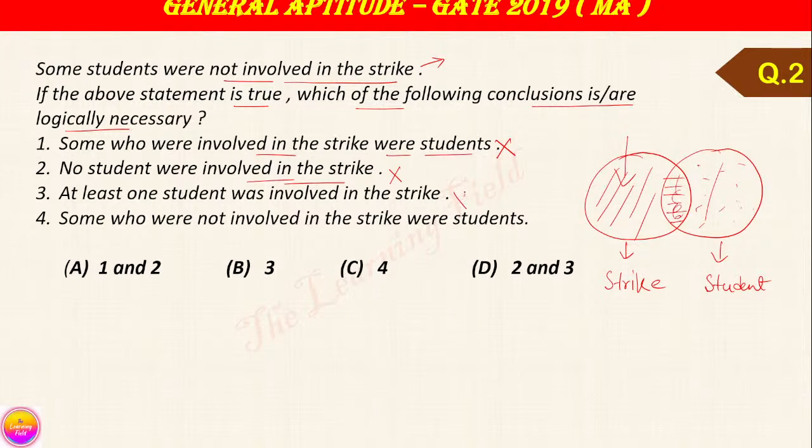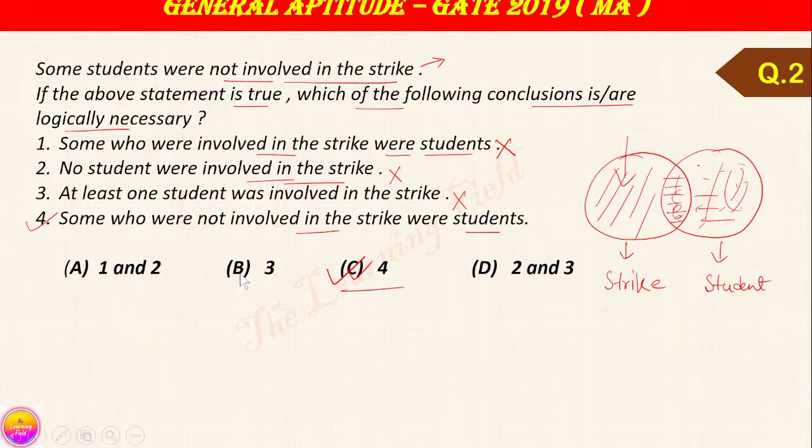So this is also not a correct option, and the correct option is "some who are not involved in the strike are also students." This portion you can say is some who are not involved in the strike. So there are some students but they are not involved in the strike. This portion of students implies option 4. So here option C is the correct option, since statement 4 is logically necessary.